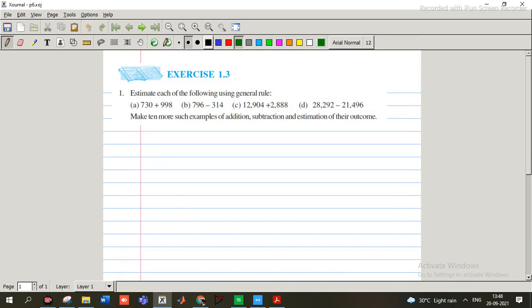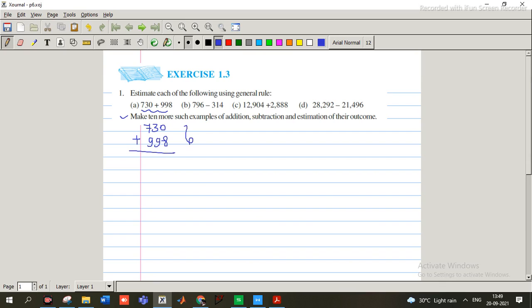Okay, so here we start with our exercise. This is the first question of our exercise. Estimate each of the following using the general rule. Sorry, this is the second part of the question. In this, we need to add 730 and 998.